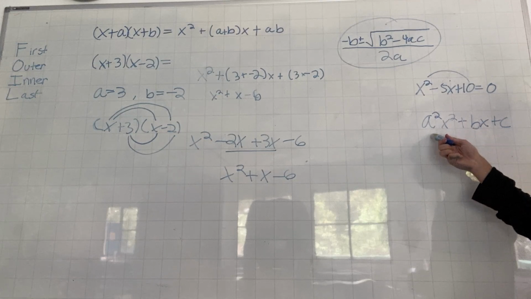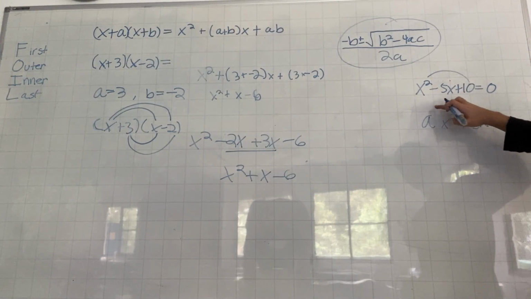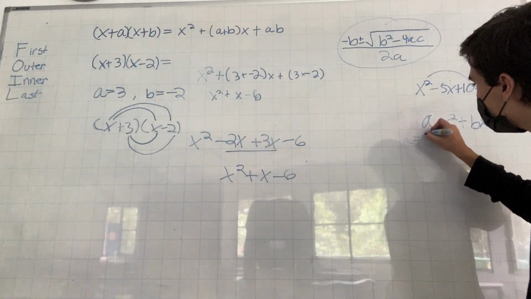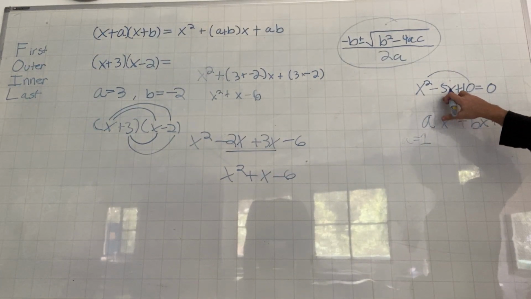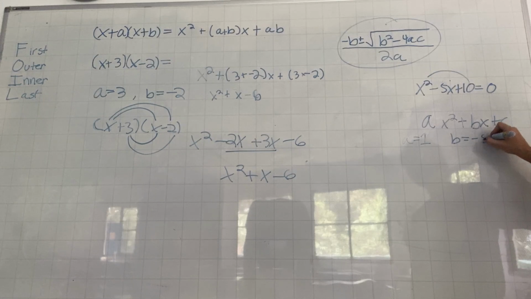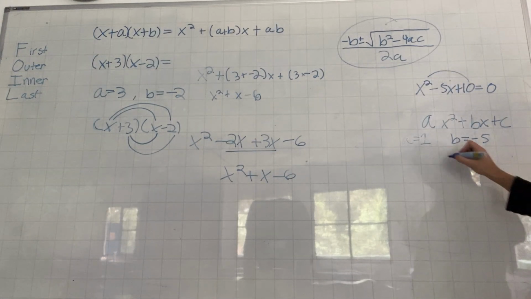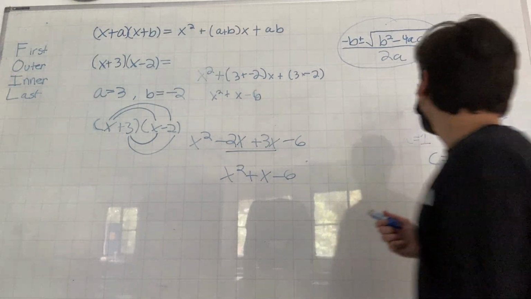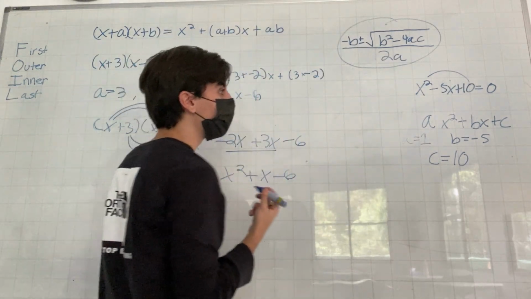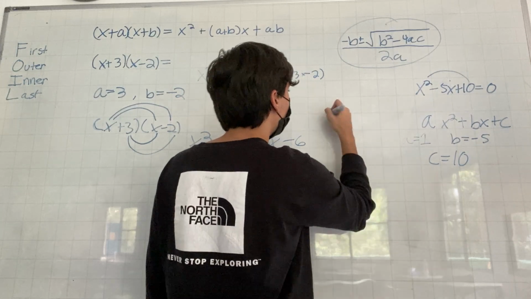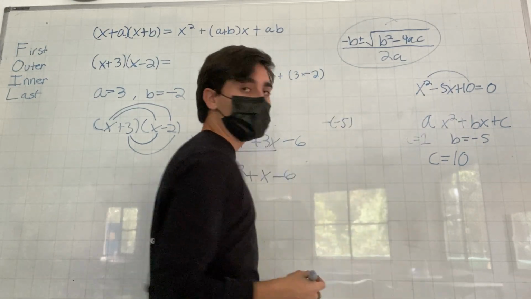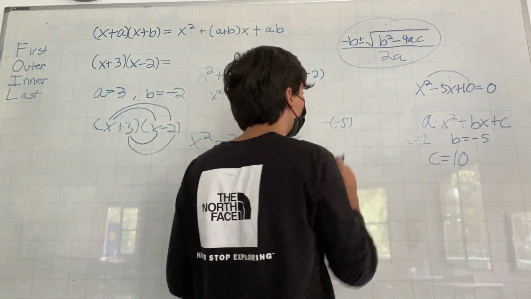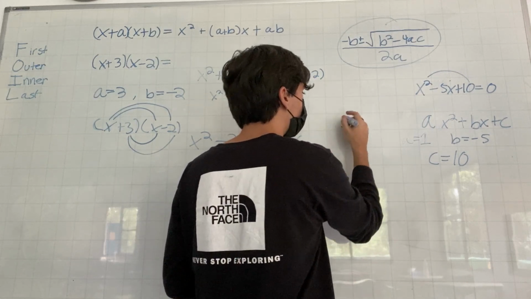So knowing this, we know that a is 1, because that's the coefficient of the quadratic. So a is 1, b is negative 5, and c is 10. Now all you have to do is either use your calculator or just plug this in. So let's plug this into the quadratic formula. Negative b is negative negative 5, and a negative and a negative add to a positive, so it will be a positive 5.